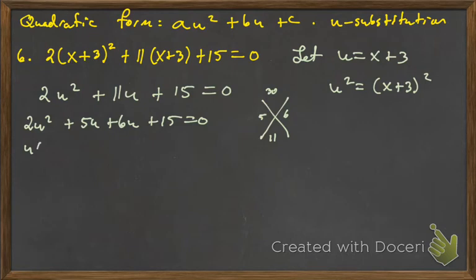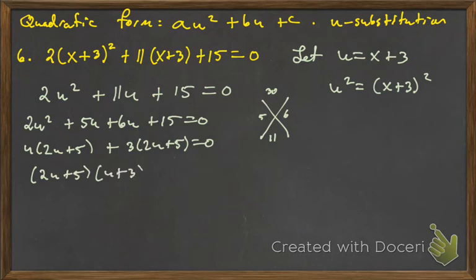First two terms have a u in common, 2u plus 5. Second two terms have a 3, 2u plus 5 equals 0. So we have 2u plus 5 times u plus 3 equals 0. So that says u is going to be negative 5 over 2, or u is equal to negative 3. Okay, negative 5 over 2 is negative 2.5 if we want to do the decimal.